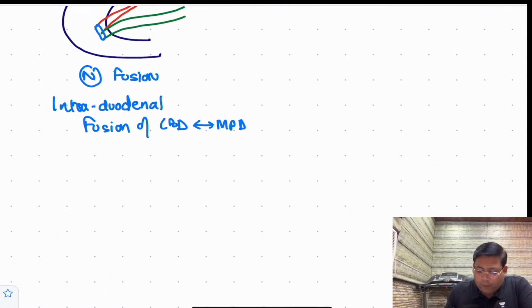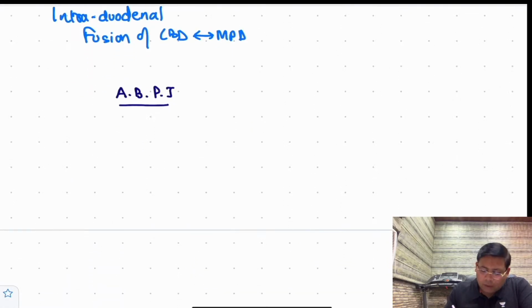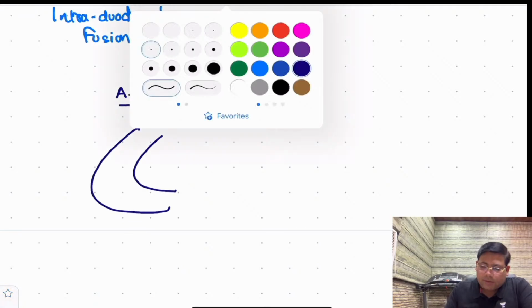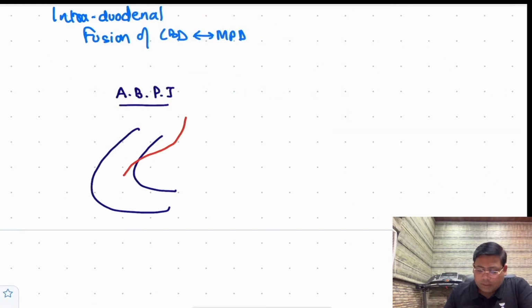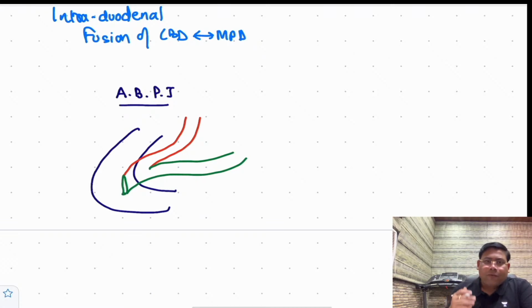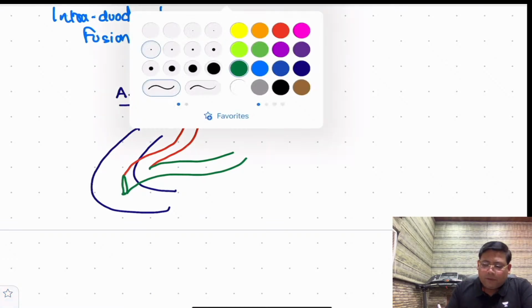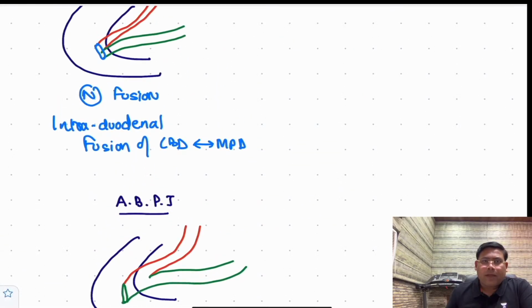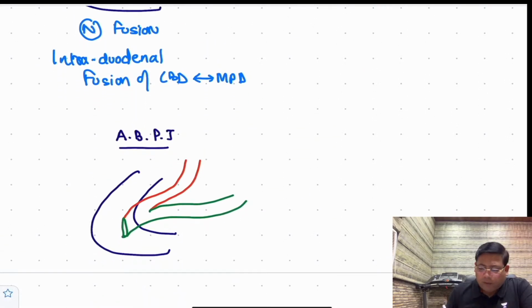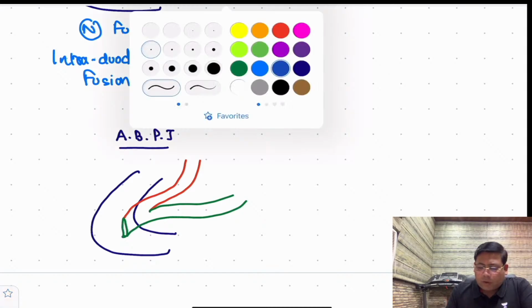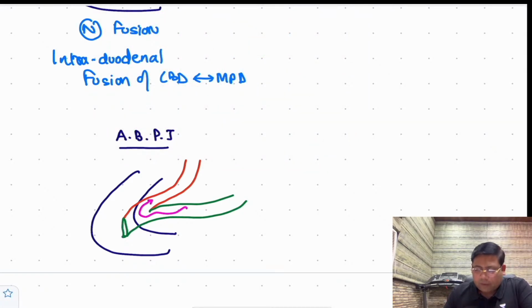What is abnormal biliopancreatic junction? Try to understand. The case number 2 which you are seeing in the image that I have shown you. So this is suppose common bile duct and this is the main pancreatic duct. If you see, this is the fusion of main pancreatic duct with the main bile duct outside the duodenum. Here it was inside, here it is outside. Now what will it be leading to? Answer is because of this there shall be reflux of the pancreatic juice. So because of the abnormal biliopancreatic junction, there will be reflux.